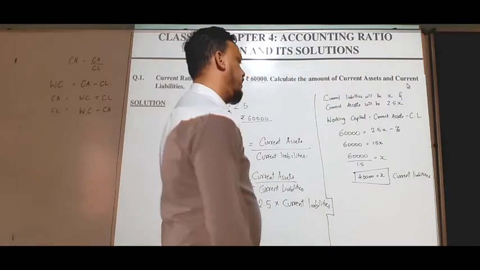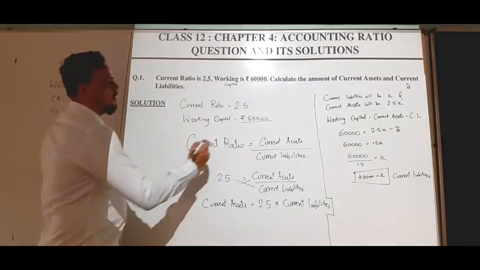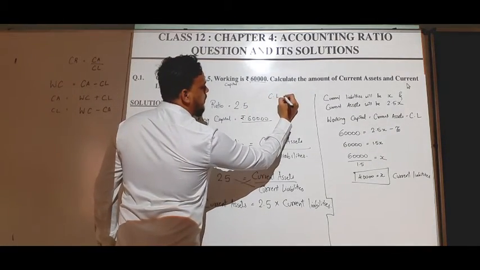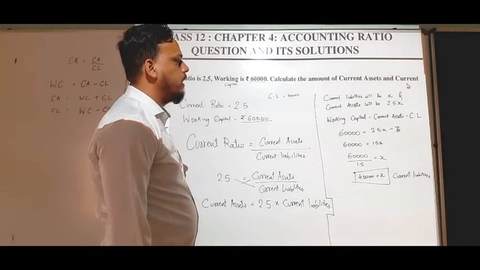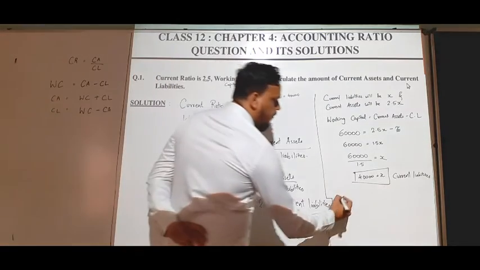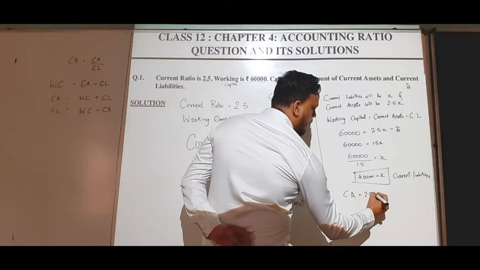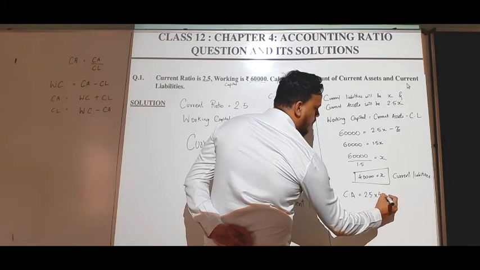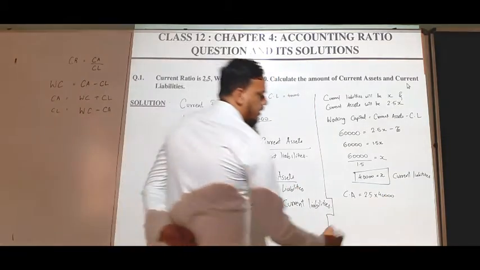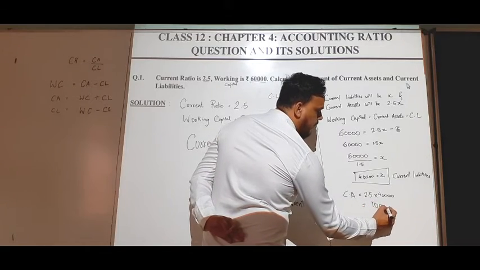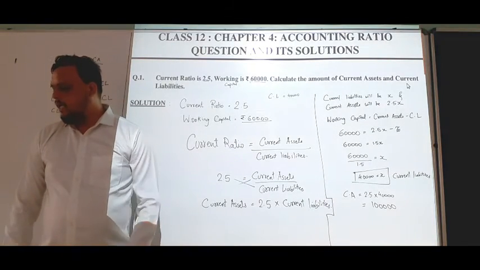I received current liabilities as 40,000. Remember that we have current liability equal to 40,000. So what we have to find? We have to find current assets. So what we will do? Current assets is equal to 2.5 multiplied by 40,000. Now current assets will be 1 lakh. If we calculate this, we will get the answer 1 lakh.